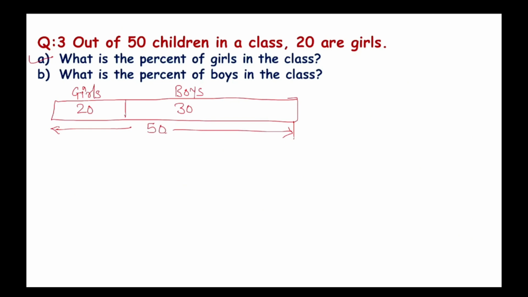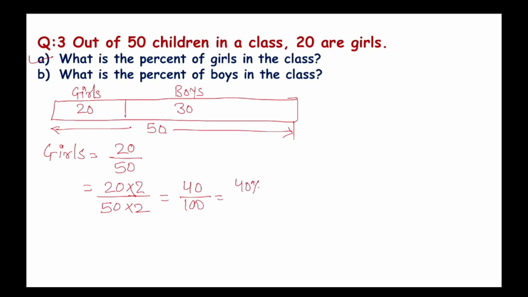Now we can write what fraction of girls are there. So the fraction of girls is 20 over 50. Now we know how to convert a given fraction into percent. So I will write 20 over 50, and I can make the denominator 100. By multiplying 2 in the denominator and 2 in the numerator, I can write the equivalent fraction as 40 over 100. Now I can convert this fraction into percent, which is 40%. So 40% girls are there in the class.